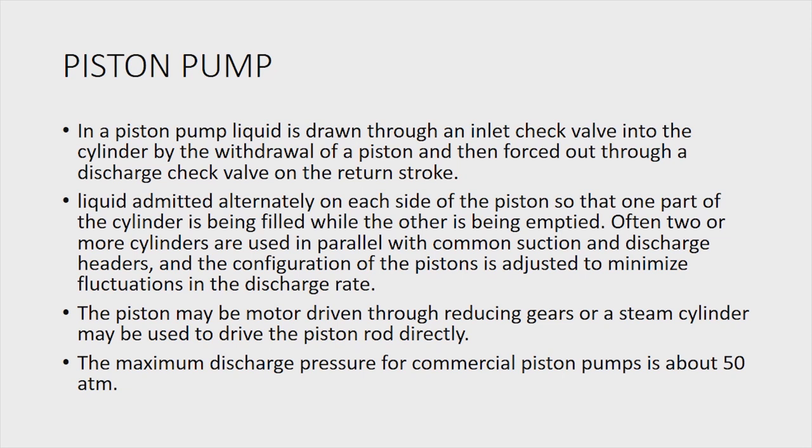Often there are two or more cylinders in parallel with common suction and discharge headers. The configuration of the pistons is adjusted to minimize the fluctuation of the discharge rate. These pistons may be motor driven through reducing gears, or a steam driven piston can be used, and the maximum discharge pressure is about 50 atm for piston pumps. So this is a general example of a positive displacement pump.